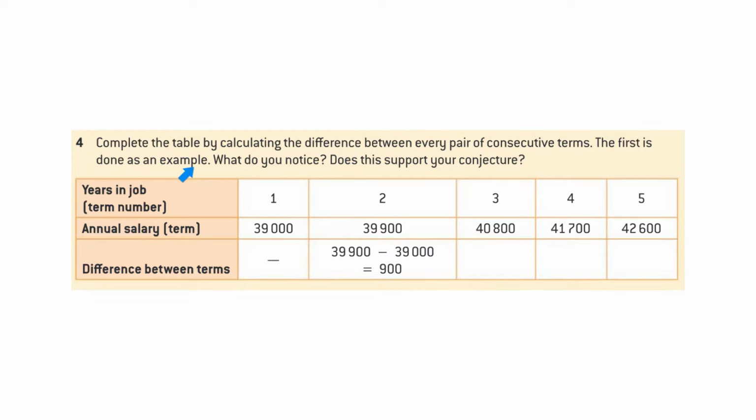4, complete the table by calculating the difference between every pair of consecutive terms. The first is done as an example. What do you notice? Does this support your conjecture? Okay, these are the terms or the years in the job. That's the salary. And the last one here, difference between the terms.